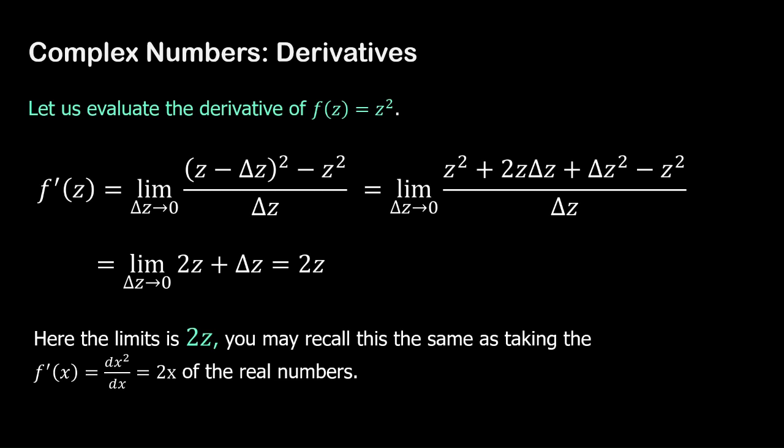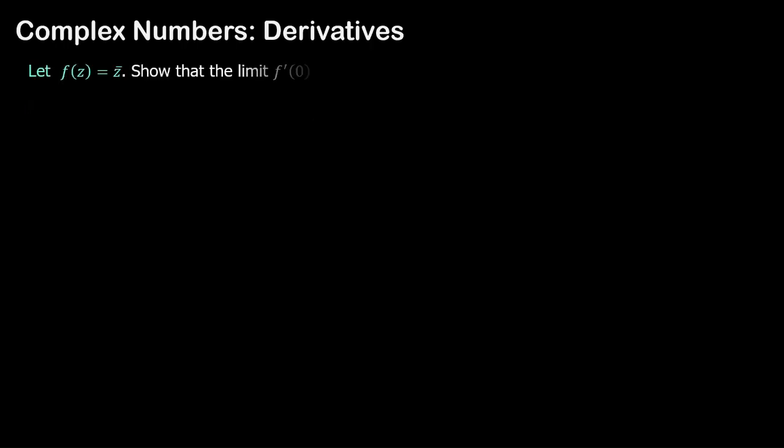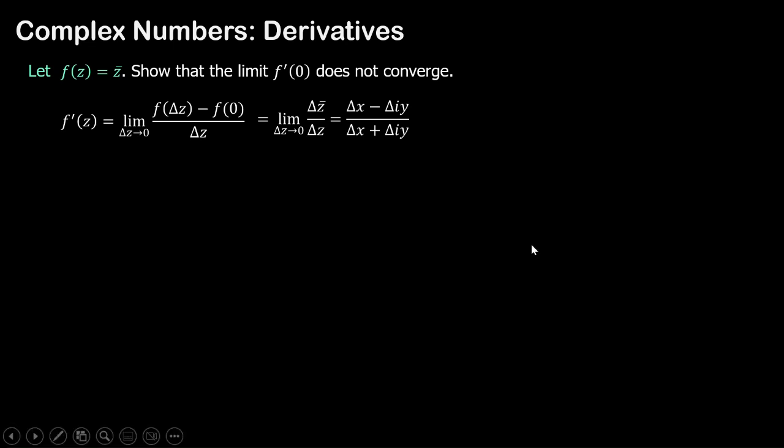Given f(z) equals z bar, show that the limit f'(0) does not converge. As we all know, z bar is the conjugate of z, that is equal to x minus iy. Applying our limit formula, we will have the limit as delta z tends to 0 of delta z bar over delta z. And it is equal to delta x minus i delta y all over delta x plus i delta y. Here, we use delta z equals delta x plus i delta y.